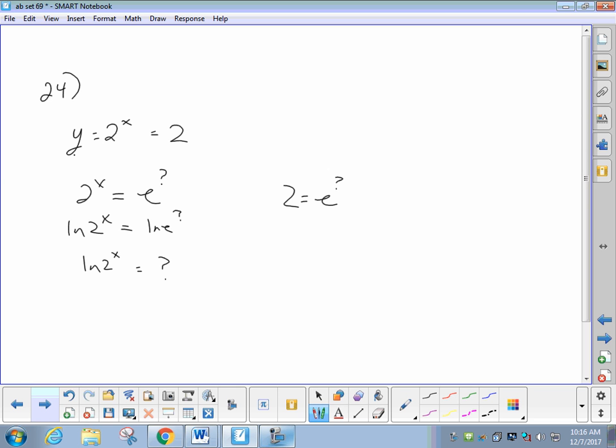So yeah, I guess this would be e to the natural log of 2 times x, which is most definitely the same as 2 to the x. I guess that fits the bill.